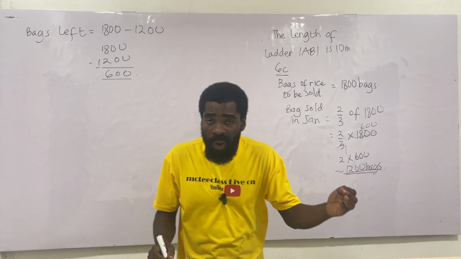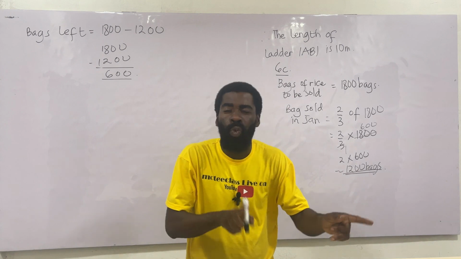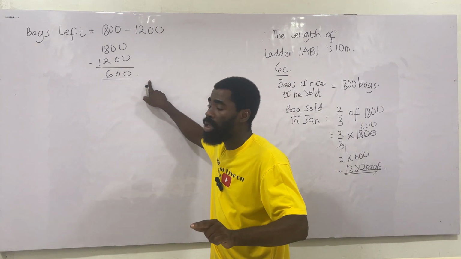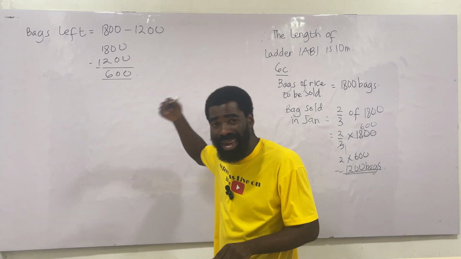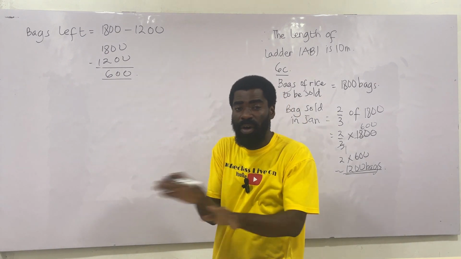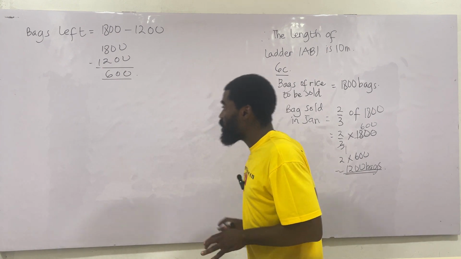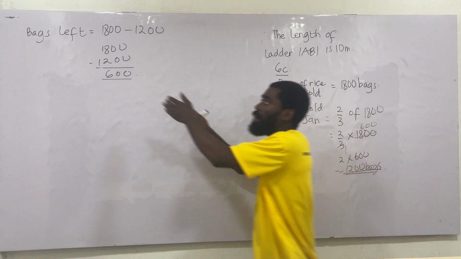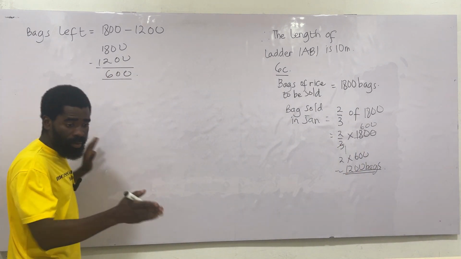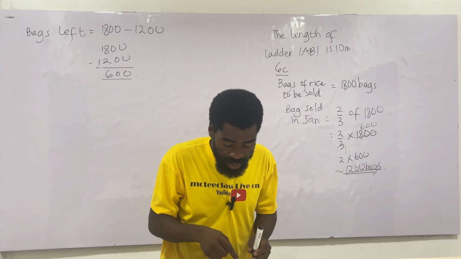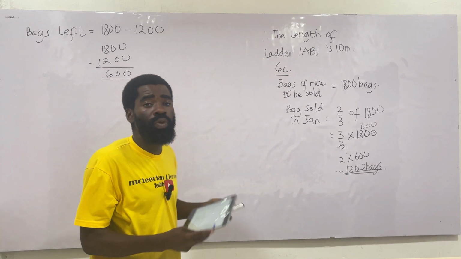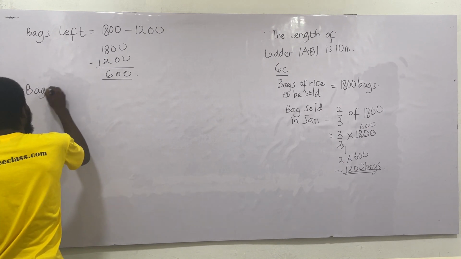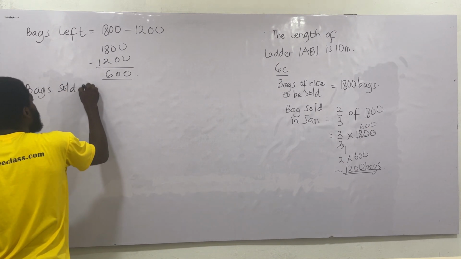In February, he sold 3/4 of what was left. So if I've not found what was left here, I'll find myself wanting. I'll be thinking, and that's how people get clumsy in the head and get confused. Take your time. So you see the principle. After finding the bags sold, I automatically find the bags left. Keep it somewhere. And the question tells me that in February, he sold 3/4 of what was left. So, bags sold in February.